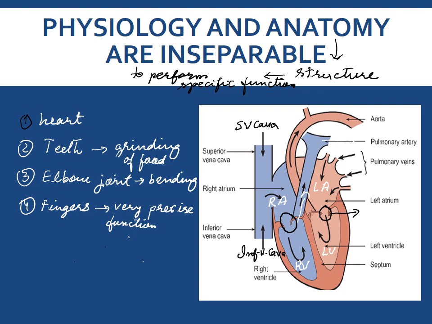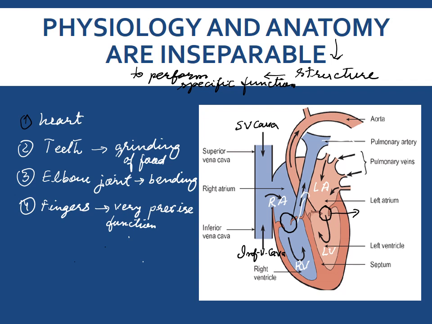In the same manner, when the left ventricle contracts, it pumps blood into the aorta, and there is an opening between the aorta and the left ventricle, and that opening is the aortic opening. When the right ventricle contracts, the blood flows into the pulmonary trunk, into the pulmonary arteries, and there is an opening between the right ventricle and the pulmonary trunk, and that opening is called the pulmonary valve.